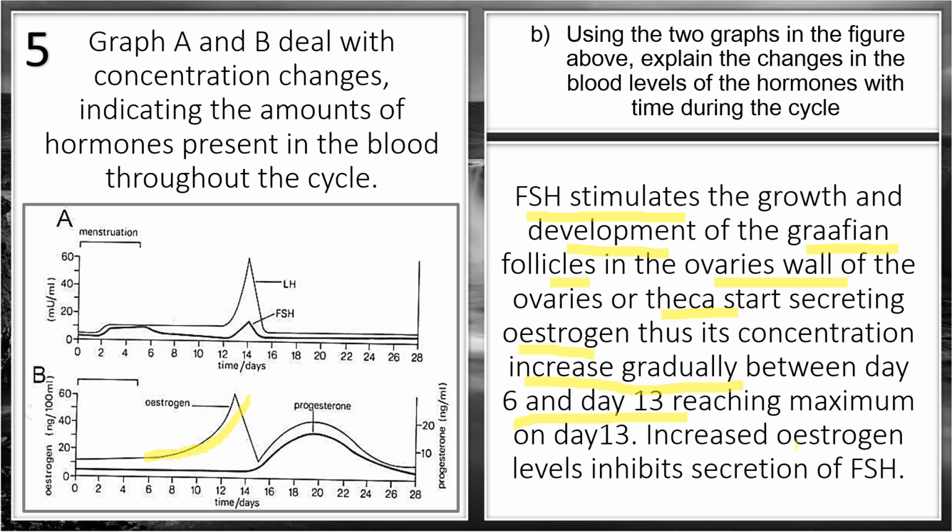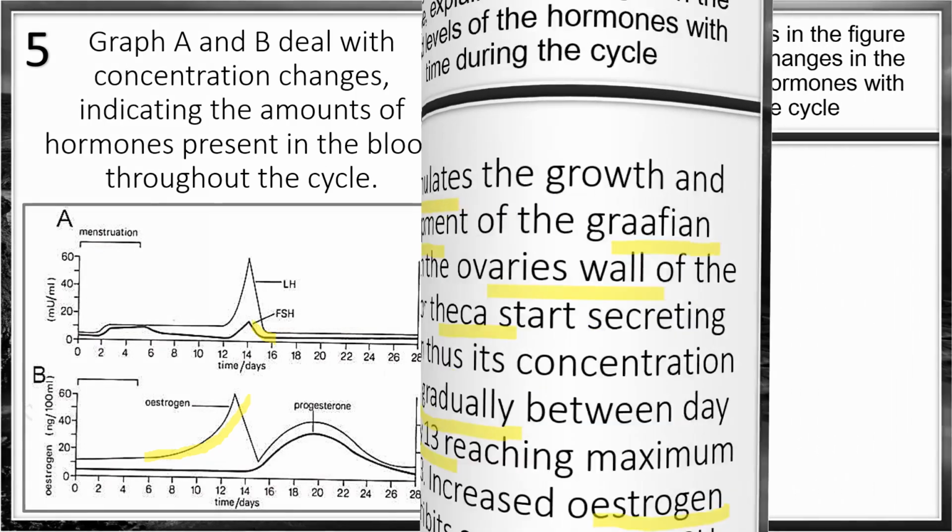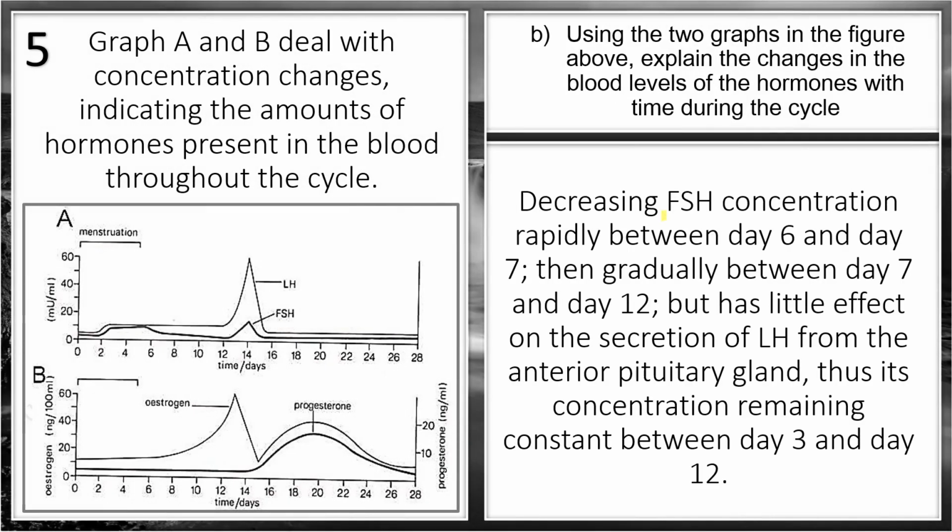The increased estrogen levels inhibit the secretion of follicle-stimulating hormone. When they rise, they are going to inhibit the secretion of follicle-stimulating hormone. There is a rapid decrease in follicle-stimulating hormone concentration between day 6 and day 7. Because of the increase in estrogen, it causes the decrease in follicle-stimulating hormone.